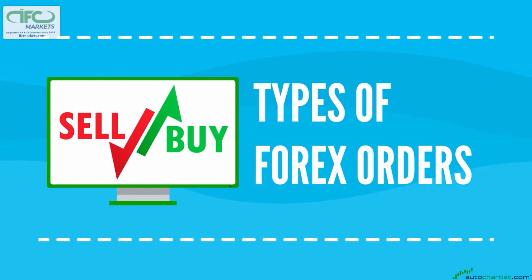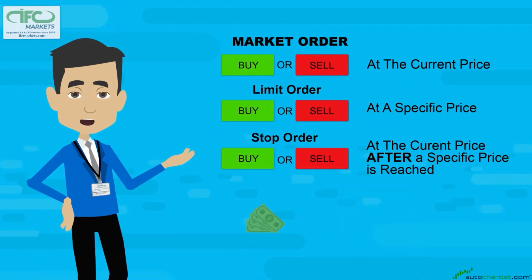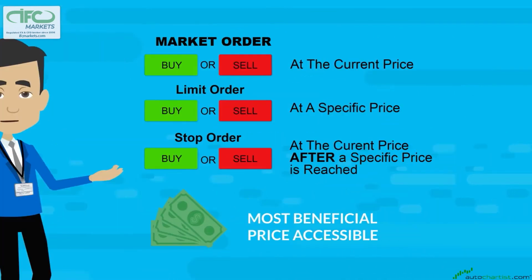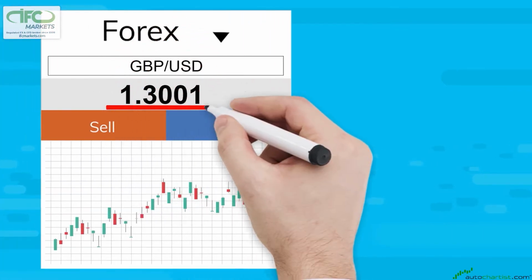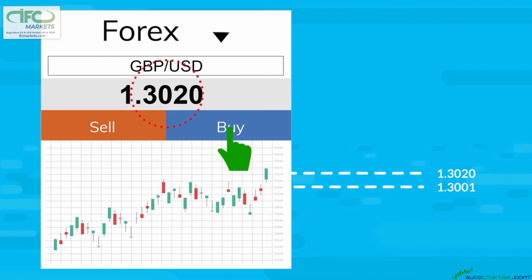Types of Forex orders. Market order. If you want to buy or sell a currency at the most beneficial price accessible, you will use this order. For instance, if the current bid price for GBP/USD is 1.3001 and the ask price is 1.3020, you will be buying this at the price of 1.3020.